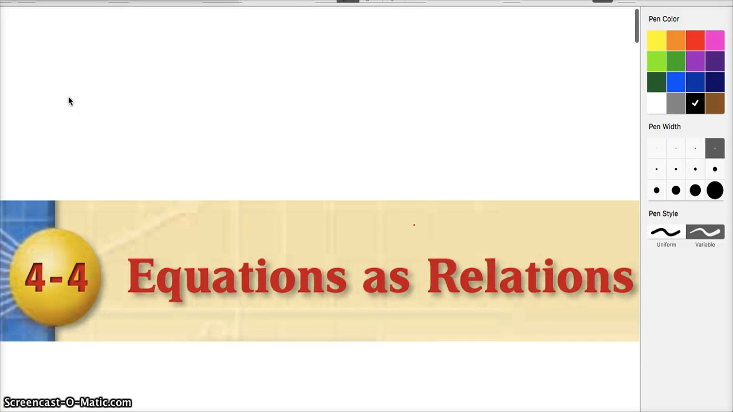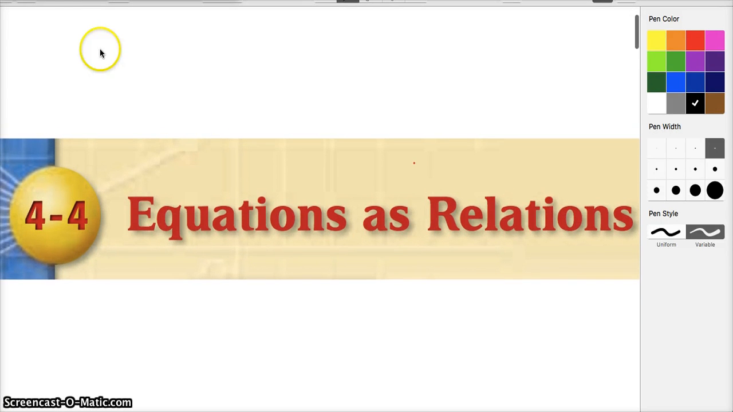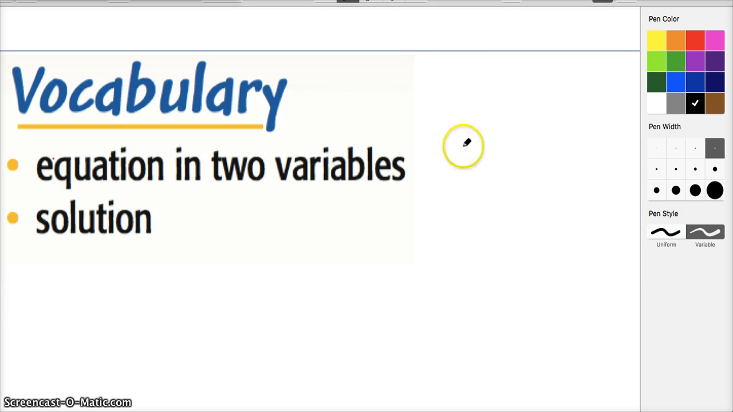Hi guys, we are talking about equations as relations. So if we remember the idea of what an equation is, it's a mathematical expression or sentence that has an equal sign. An equation in two variables is exactly what you think, an equation that has two variables in it. This equation has a y and an x. It could be any two variables.